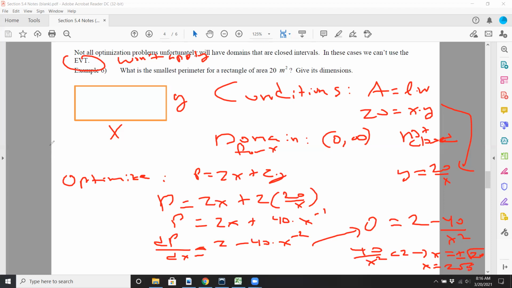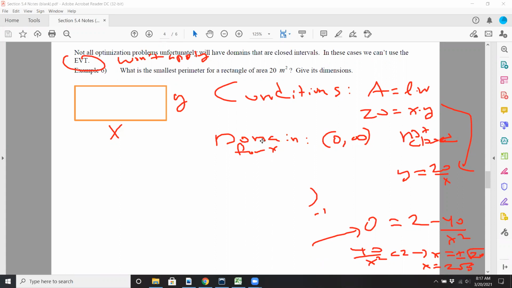Now, because the extreme value theorem does not apply, we can't really do that test of endpoints or critical points like we used to for the previous examples in these notes. So what we'll do instead is a first derivative test, and we'll also evaluate its concavity. And you'll see why we're going to do that in just a little bit.